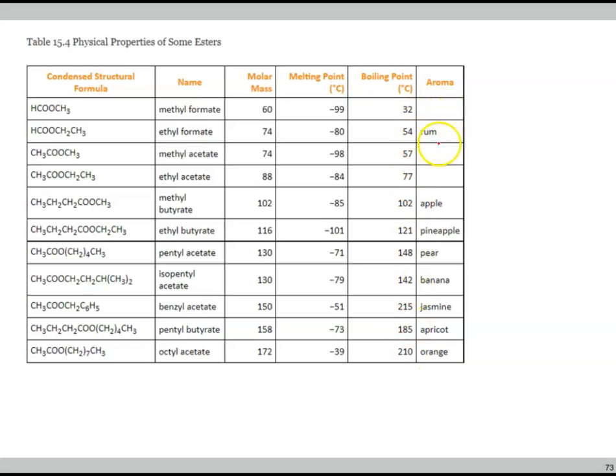I mentioned earlier that in the carboxylic acids, there are smells that are associated with those. And also for the esters, there are a lot of aromas that are involved in esters and what they smell like to us. Rum, for example, these are typically a little bit better smelling than the carboxylic acid versions of them. Here, this ethyl formate is a smell of a rum aroma. Methyl butyrate is a common apple smell flavor. Pineapple, pear, banana, jasmine, apricot, orange. These are all different flavors that are coming from these groups.